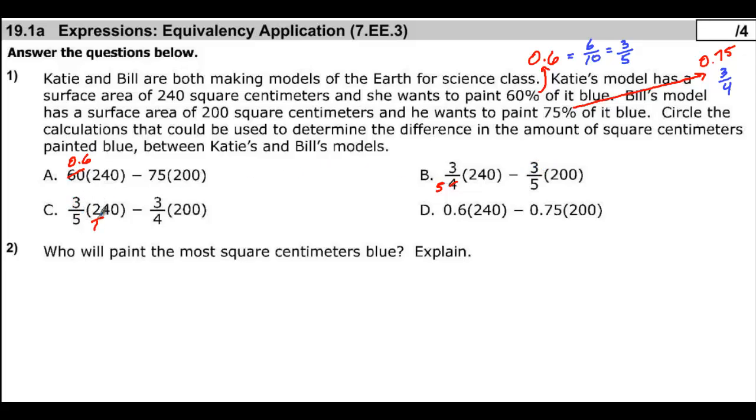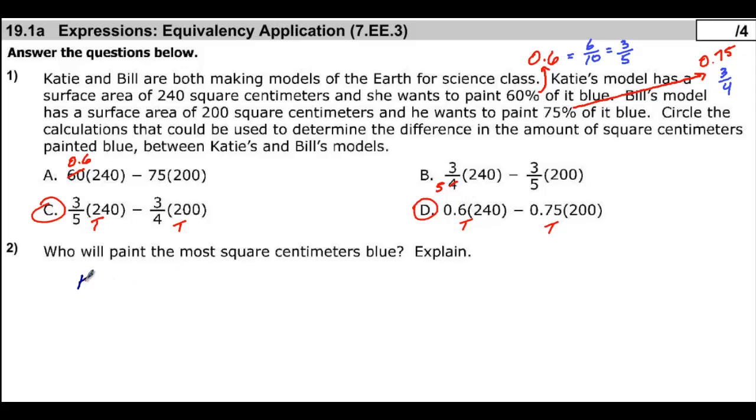3/5 times 240, yes, that's true. 3/4, right here is our fraction, times 200, that's true. That one's true. 6/10 times 240, that's true. 0.75 times 200, that's true. Whole thing true. So who will paint the most square centimeters blue? Well, now we have two different expressions that we could solve. I'm going to solve D, since D is the one that's all in decimals.